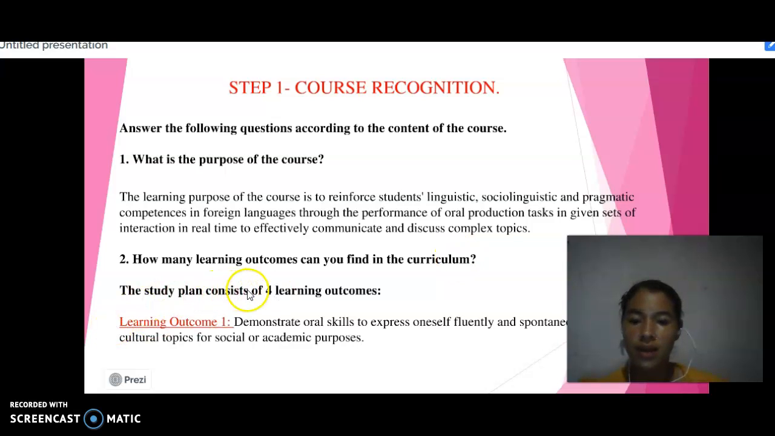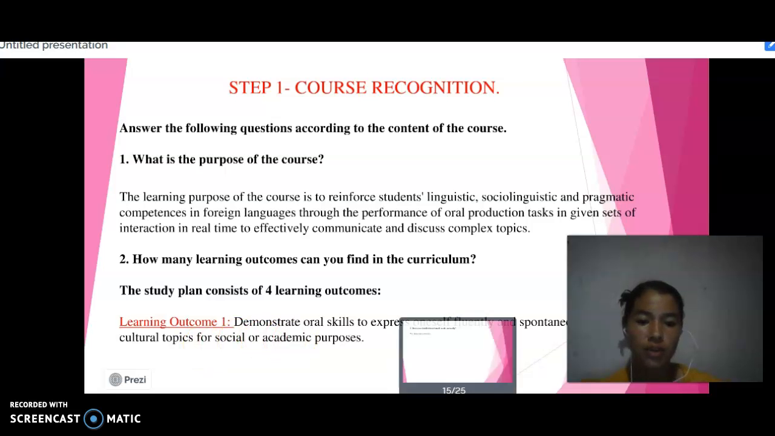2. How many learning outcomes can you find in the curriculum? The study plan consists of 4 learning outcomes. Learning outcome 1: Demonstrate oral skills to express oneself spontaneously on different cultural topics for social or academic purposes.